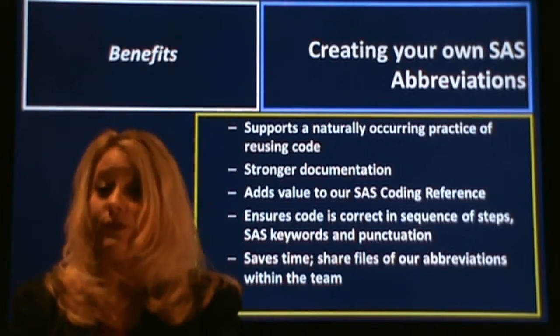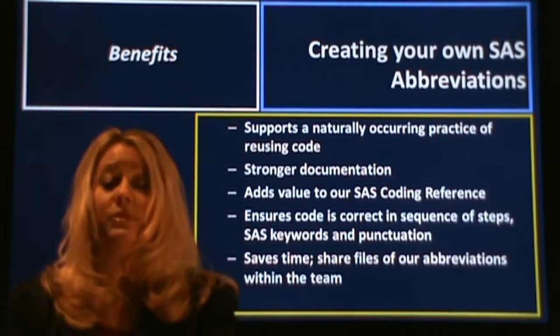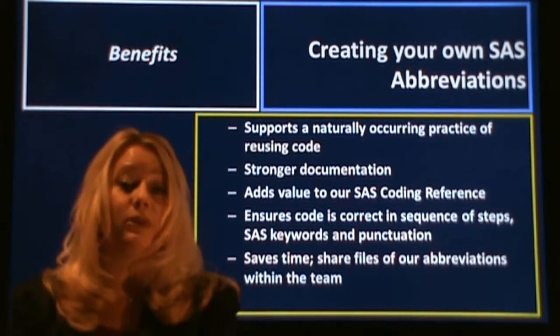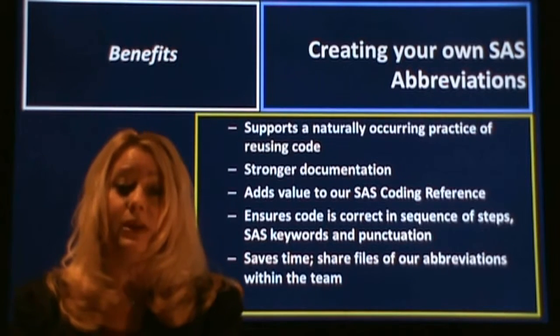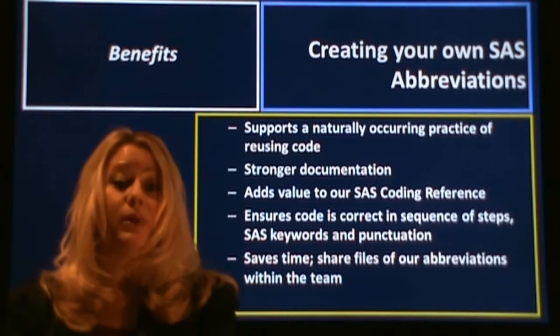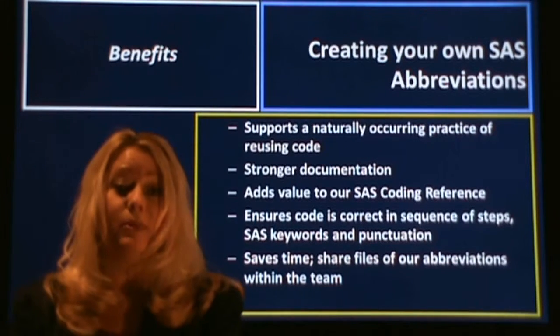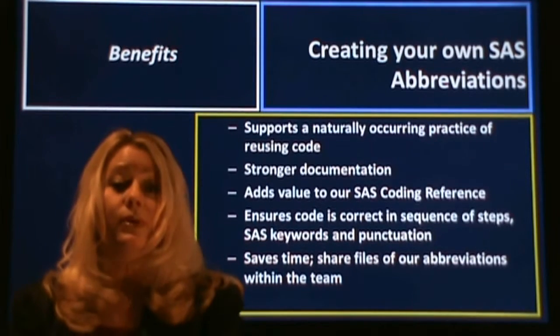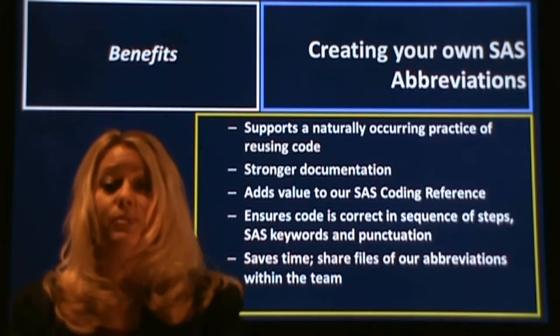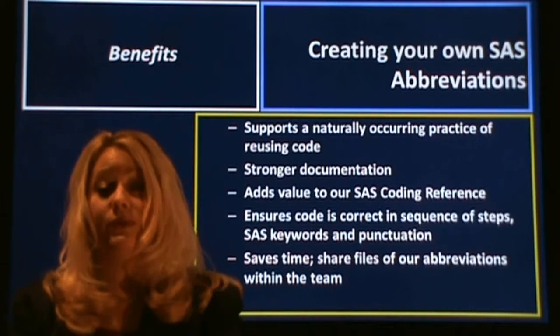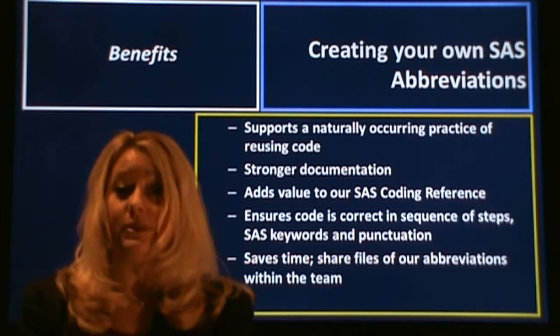The "I've got code for that" comment I hear in the cubicle becomes "I've got code for that, I know where to look for it, and I can use it more easily." So abbreviations essentially better document what we do, which contributes and builds onto the SAS coding reference document that the team has already started, adding a whole new level of organization.